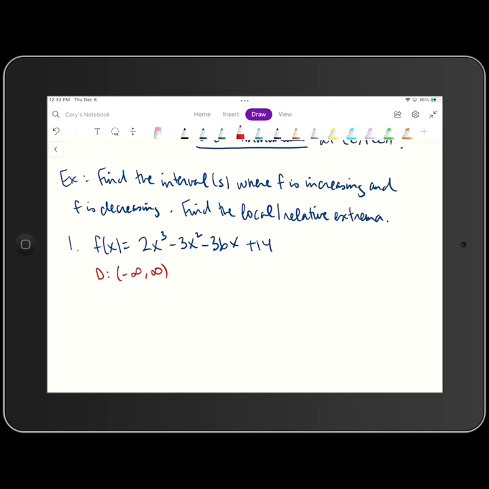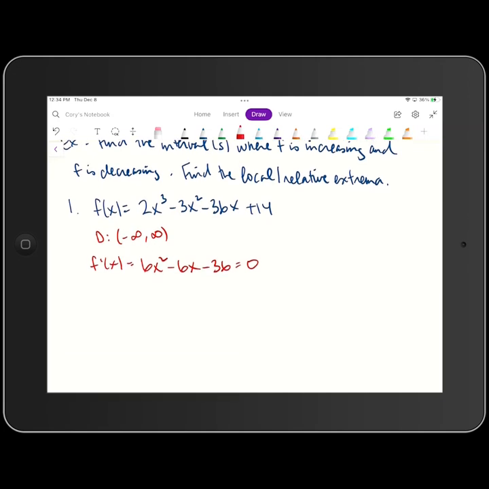Okay, so once we've tested the domain, the next thing we want to do is figure out the critical points of our function. So we want to figure out where the derivative is equal to 0 or where the derivative is undefined. If we differentiate this function, we get 6x squared minus 6x minus 36. And because the derivative is a polynomial function, the only critical points are going to be where the derivative is equal to 0. There are no points where that derivative is undefined.